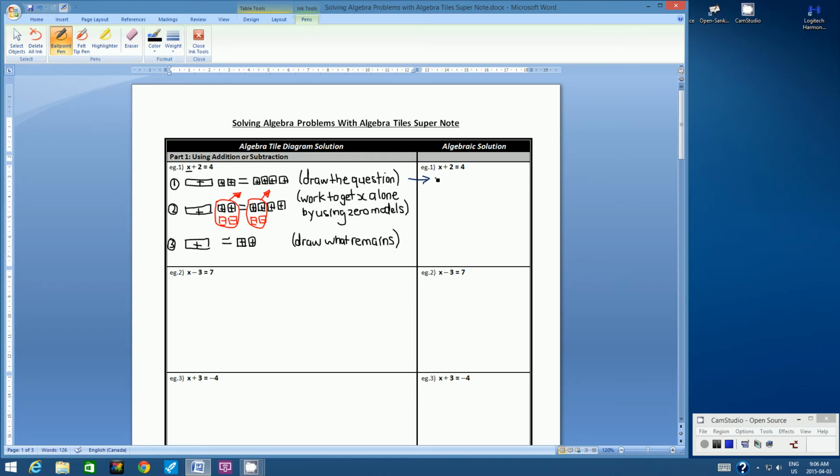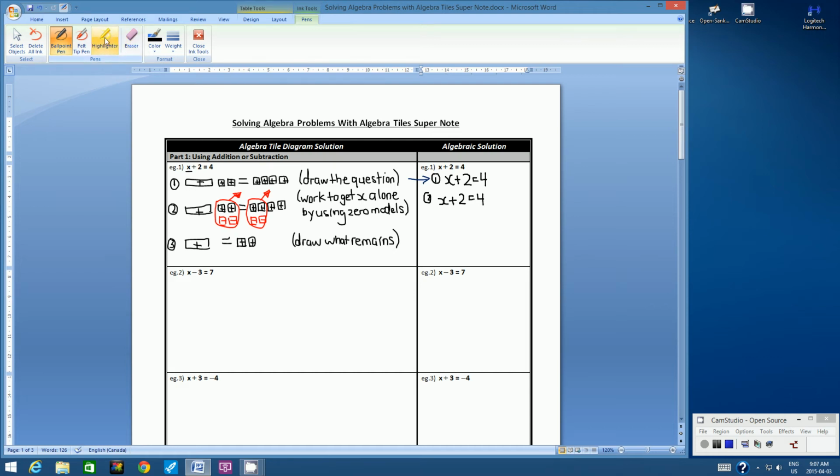Okay, so step 1 is easy and it doesn't take much time. We simply copy the question. Just like we did on the algebra tile diagram solution side, where we drew the question, on this side we're just going to copy the question. Step 2, we copy the question, but then we work on the question.